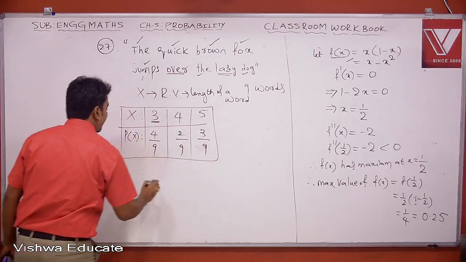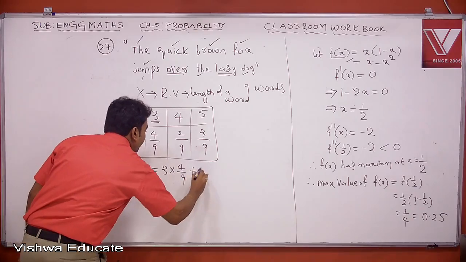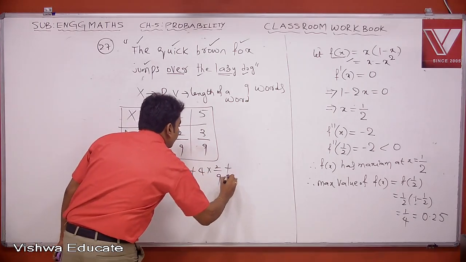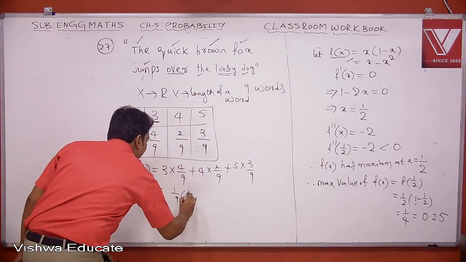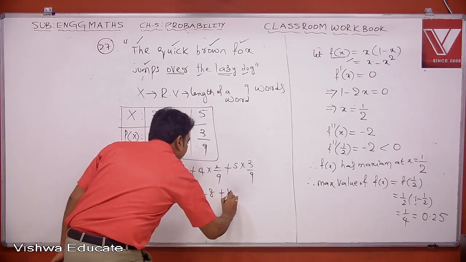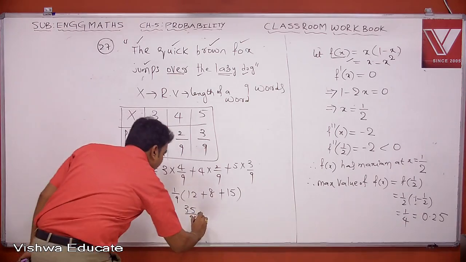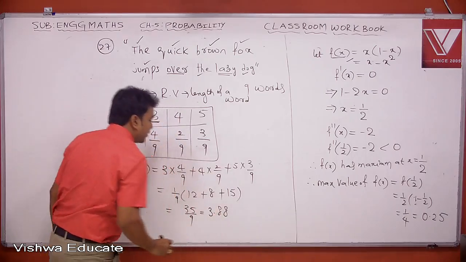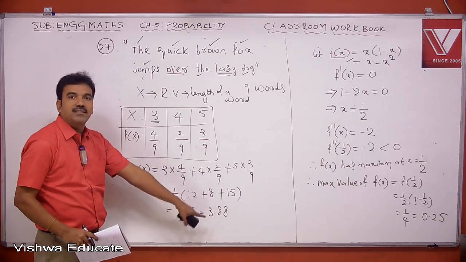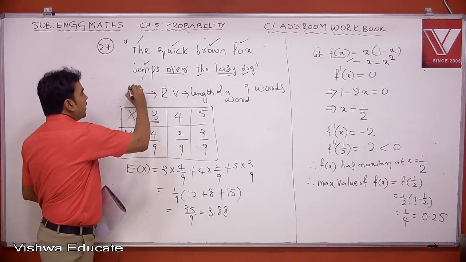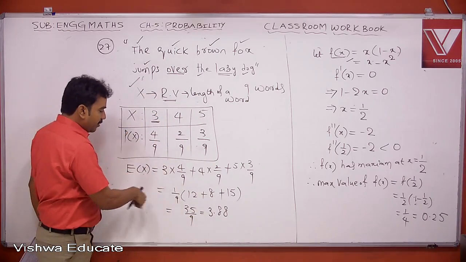So let us find its expectation. The expectation is 3 into 4 by 9 plus 4 into 2 by 9 plus 5 into 3 by 9. So you can take 1 by 9 common. This is 12 plus 8 plus 15, so this is 35 divided by 9. It is close to 4. This is approximately 3.88. If it were 36, it would be 4. It is slightly less than 4. So 3.88, note this. Here X is a random variable which represents the length of a word. So have this PDF and evaluate this expectation.